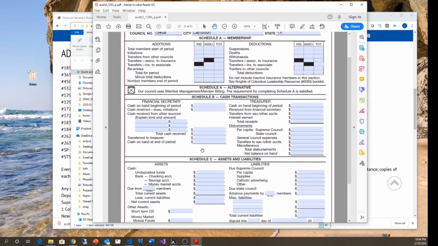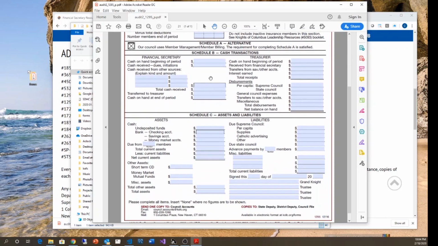Down here to cash transactions, this section is where that semi-annual audit, the last one, is important, because you're going to take the money here from your last audit, the cash on hand at the period, and that's going to be your starting number. Now, in my council, it's easy. We had everything turned over to the treasurer, so it was 0.